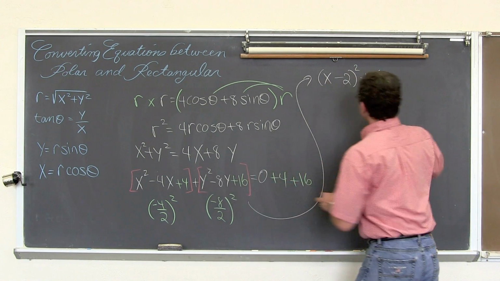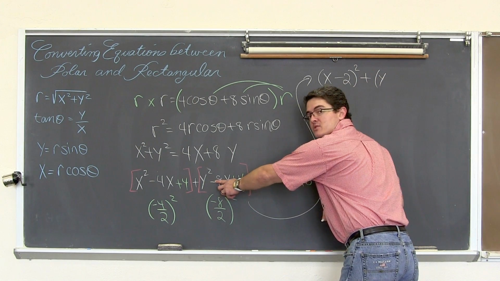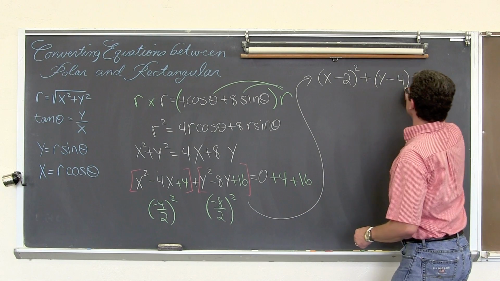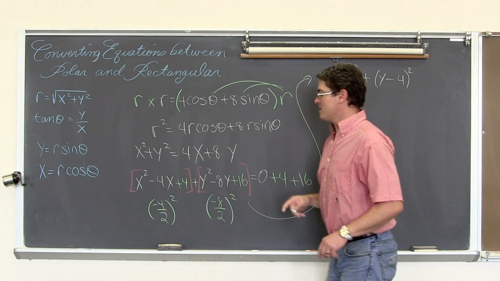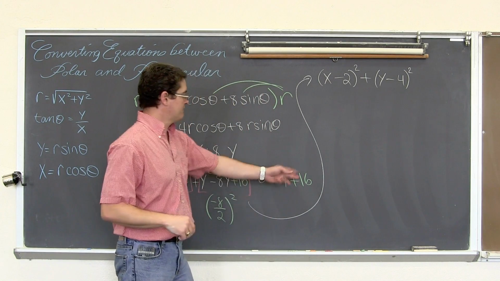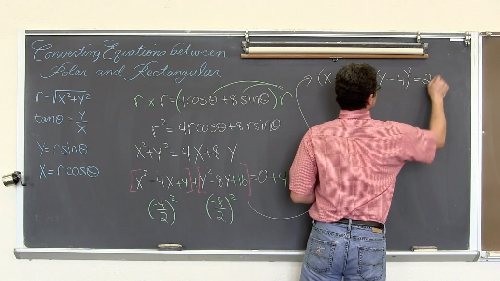Plus. Square root of y squared is y. Keep the sign of the middle term. Square root of 16 is 4. And so y squared minus 8y plus 16 is y minus 4 squared. And then 4 plus 16 is 20.